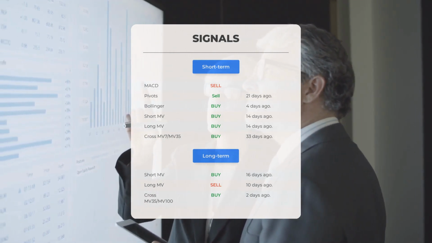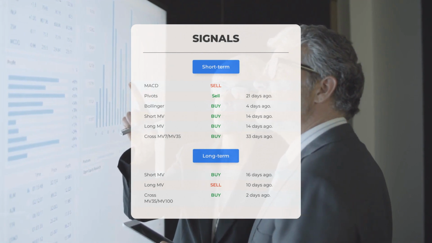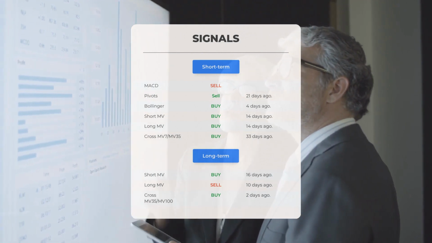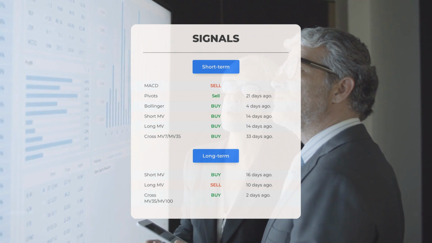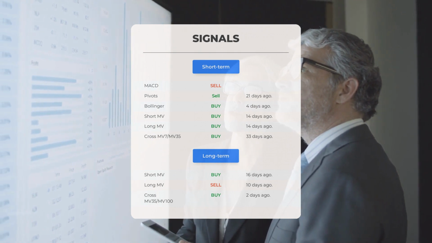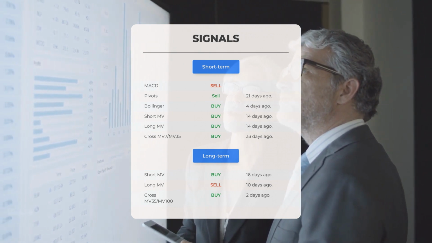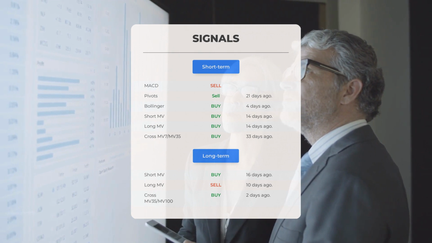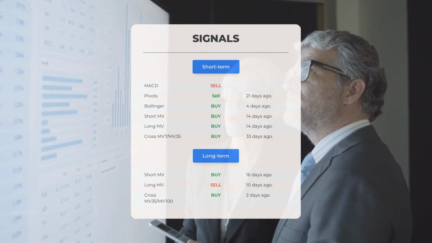Let's start with the moving average convergence divergence. It's indicating a compelling sell signal. Next up, we have the pivots. It flashed a sell signal precisely 21 days ago. Now, let's talk about the Bollinger Indicator. It gave us a strong buy signal just 4 days ago.